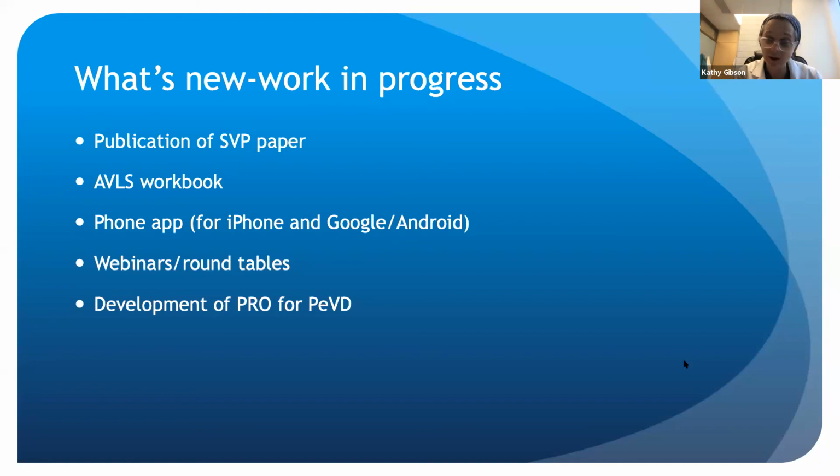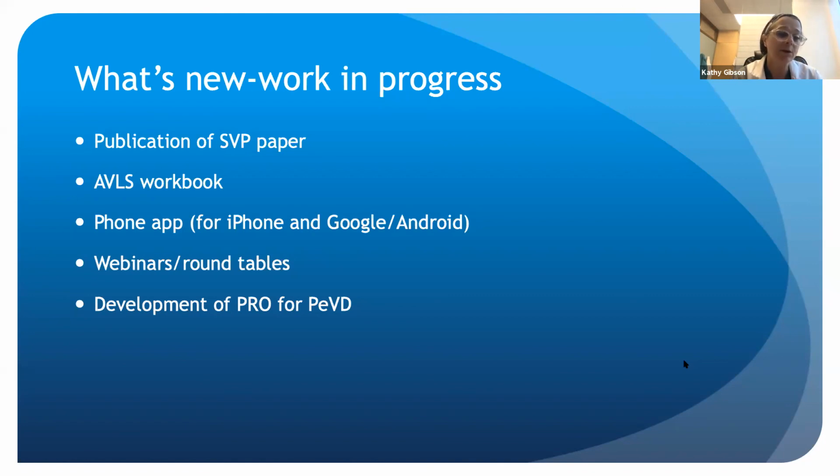Then the AVLS is going to do a workbook. So that's going to be online, and I'm hoping we can get some CME attached to that, but it'll basically be kind of a didactic sort of like this. And then there'll be case examples you can work through, and you can put in what you think the classification is, and it lets you know whether you're right or wrong and kind of discusses that. So an interactive workbook to learn how to do the SVP tool.